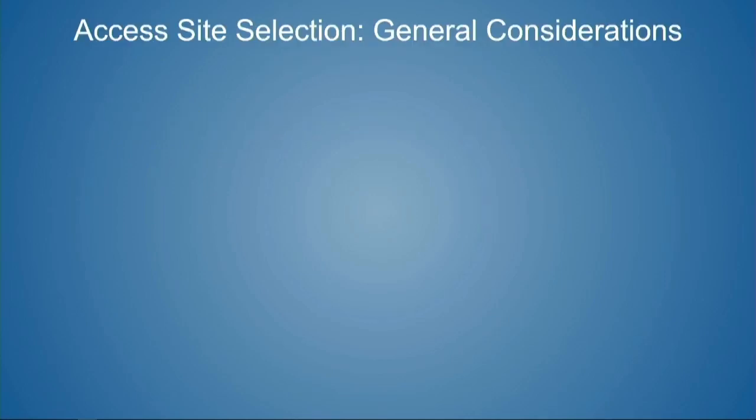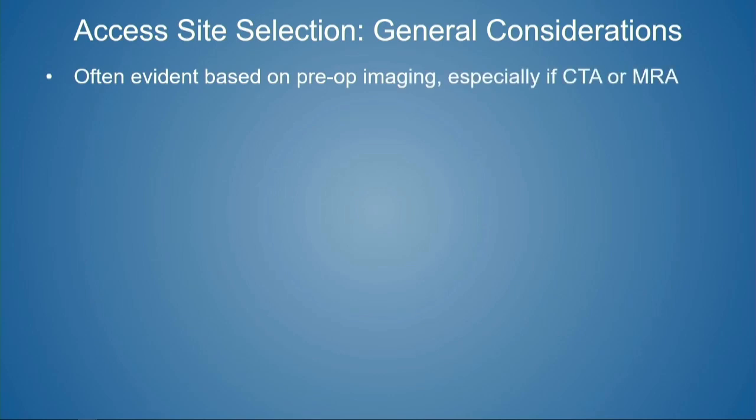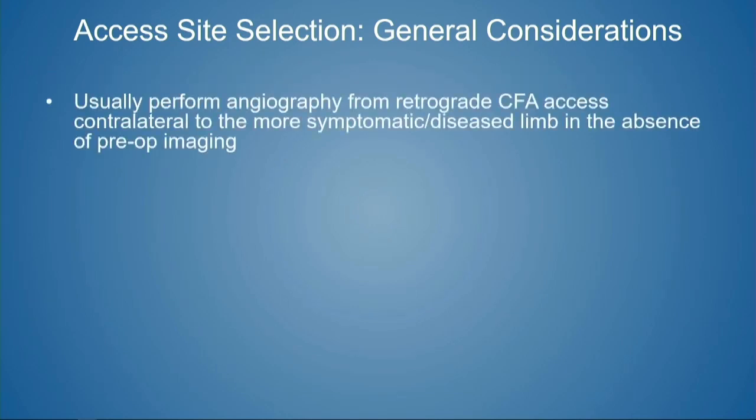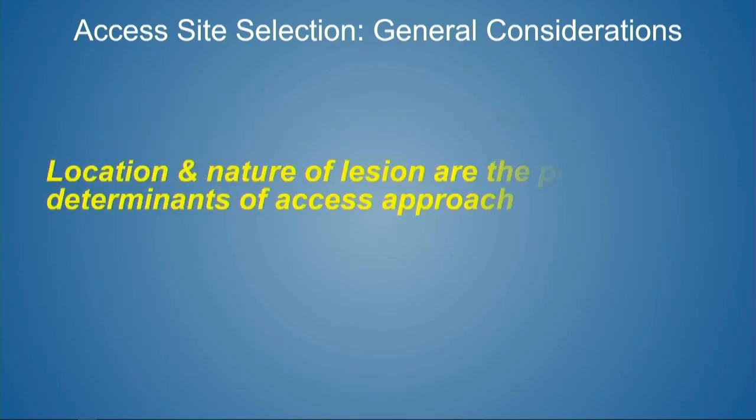So in general, with access site selection, if you have the benefit of having preoperative CT or an MRA, that actually is incredibly helpful. Unfortunately, in the real world, oftentimes these are patients who were put on our schedules and we're sort of doing ad hoc interventions. But by and large, we do angiography from the retrograde common femoral artery access, contralateral to whatever the more symptomatic limb is in the absence of pre-procedural imaging.